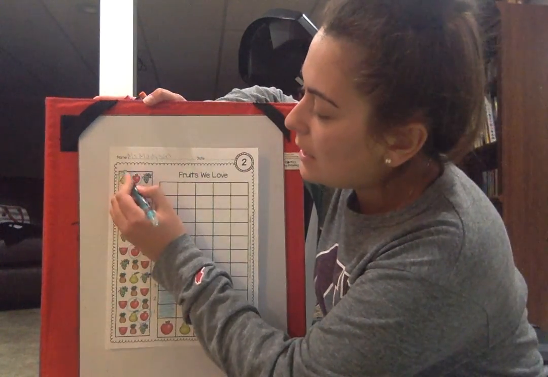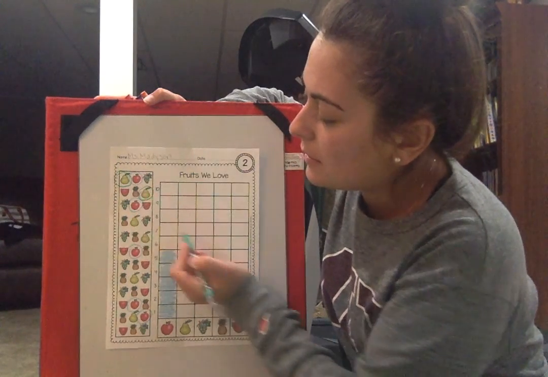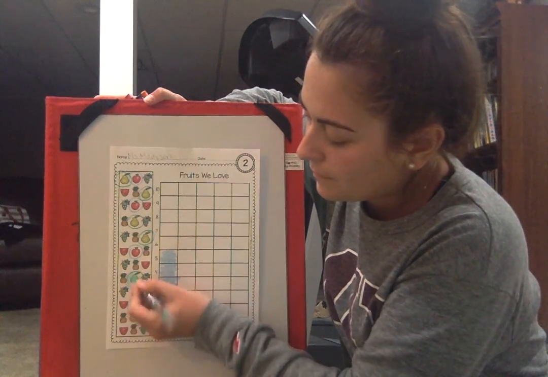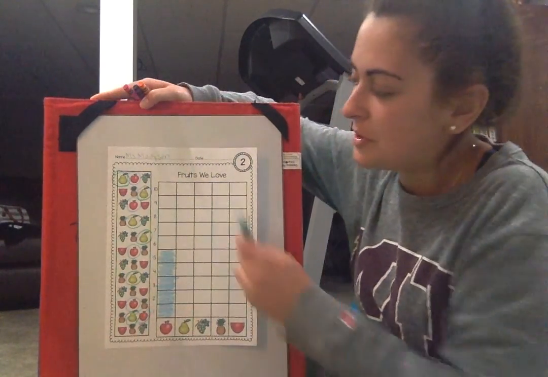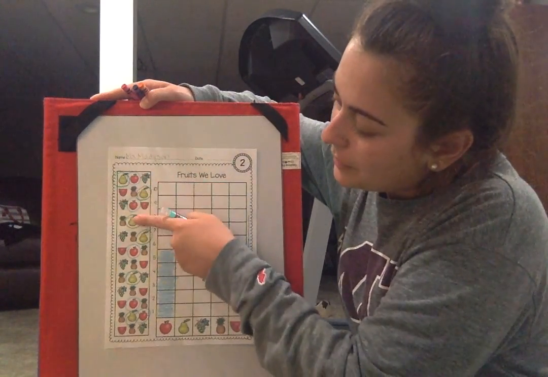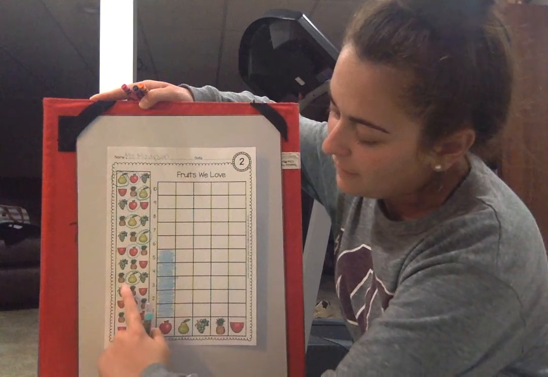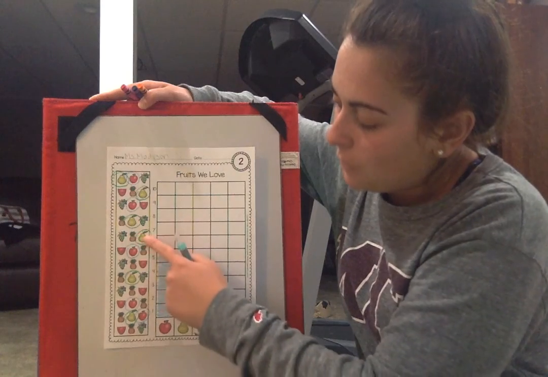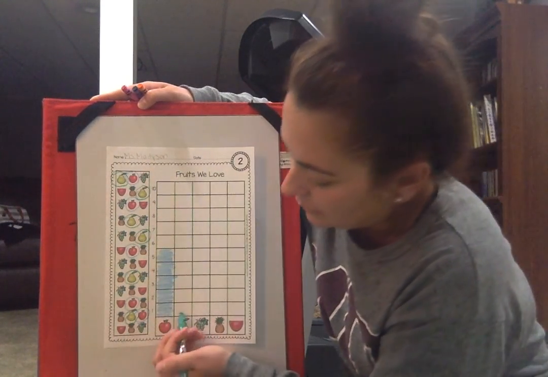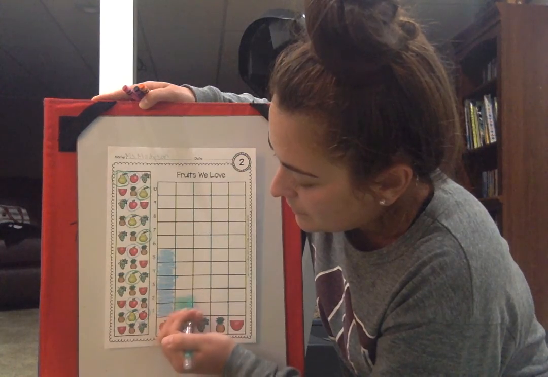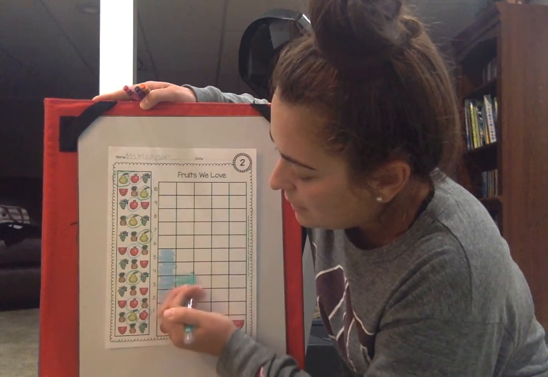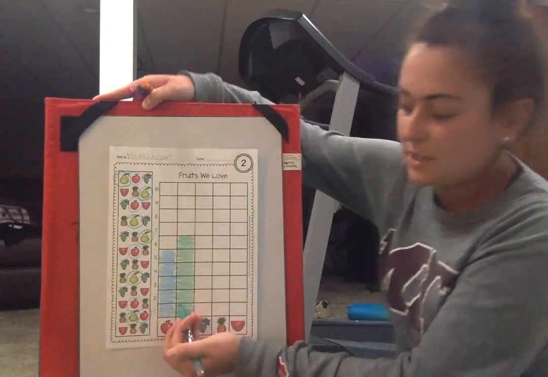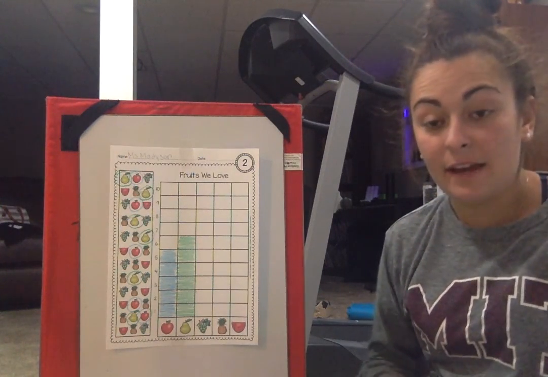So I see a pear here, here, there. Let's count those. 1, 2, 3, 4, 5, 6. Let's double check. 1, 2, 3, 4, 5, 6. So I'm going to color in 6 squares. 1, 2, 3, 4, 5, 6. So I see the pear is winning so far because there are more pears than apples.